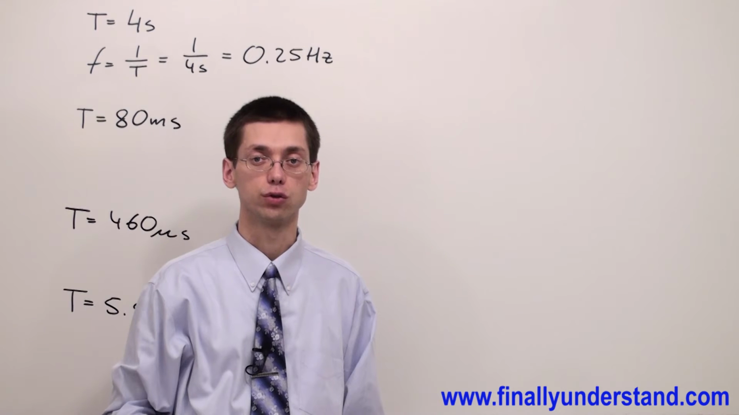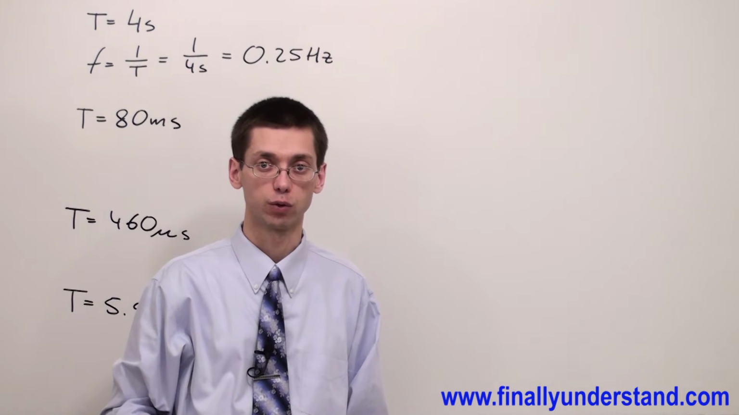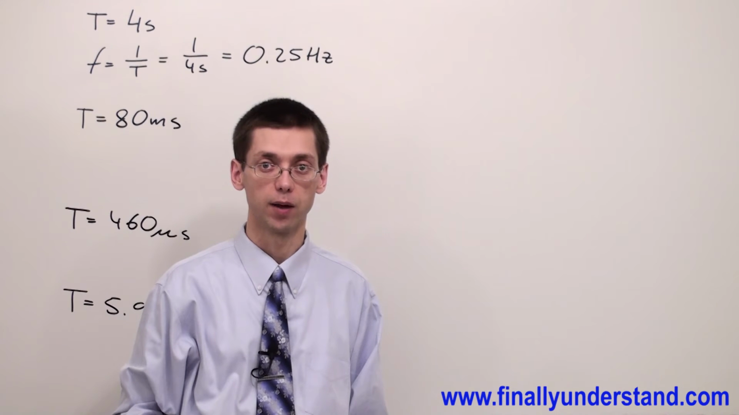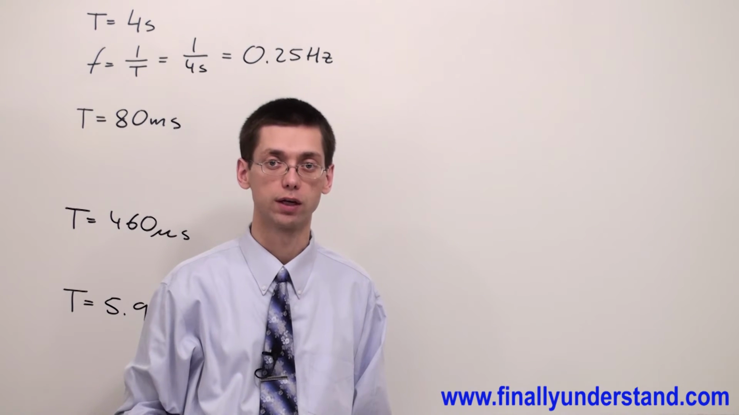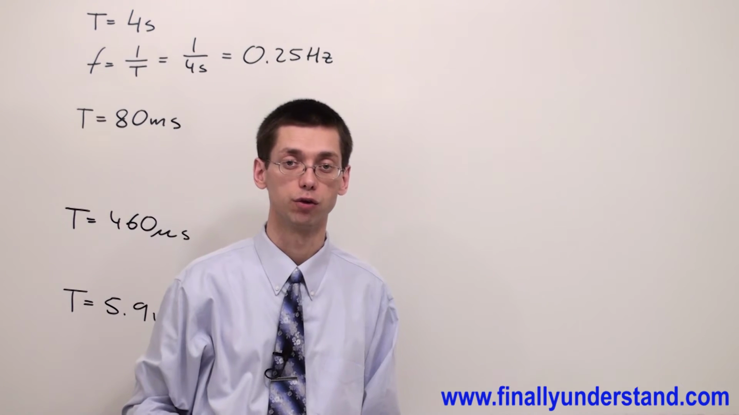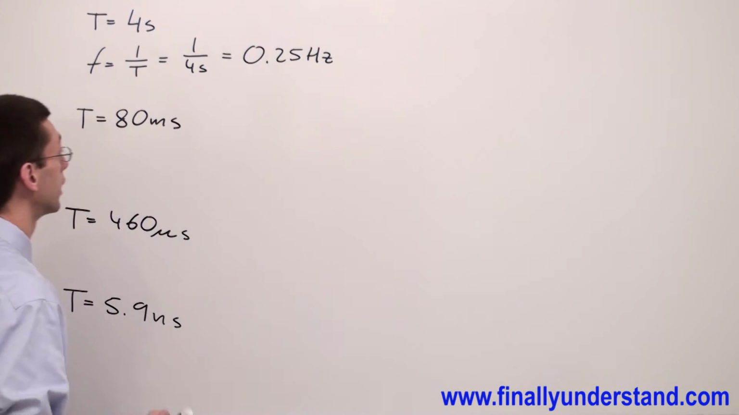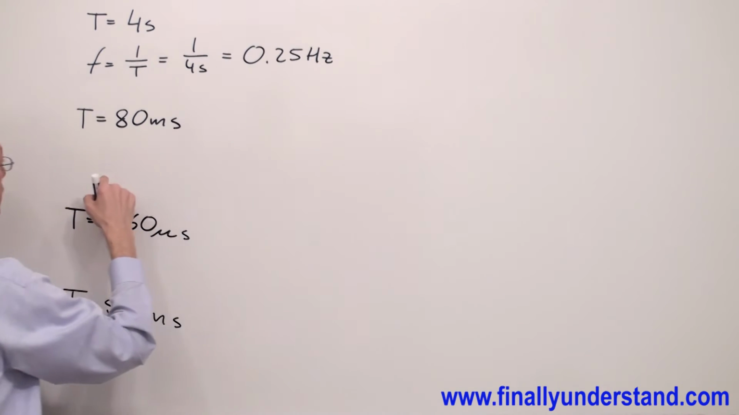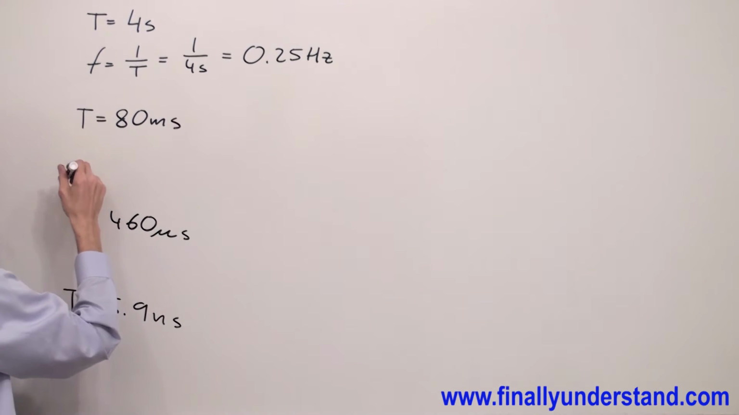We start to use prefixes for frequency when we get 1 kilohertz and up. Below 1 kilohertz, we don't use prefixes for frequency. That's why I simply write 0.25 Hertz. Let's take a look at the second one.